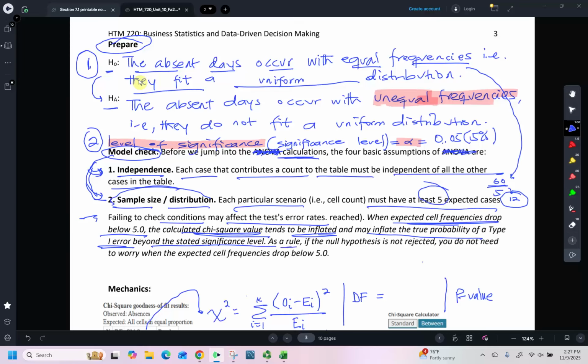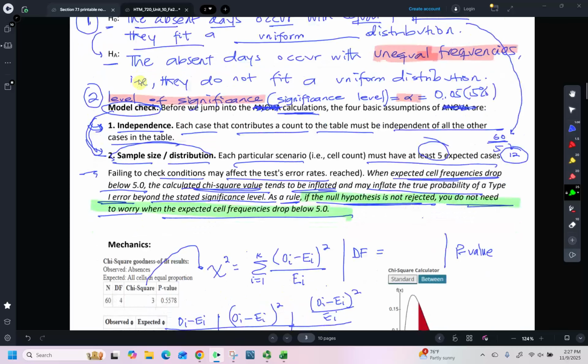So as a rule, if the null hypothesis is not rejected, you do not need to worry when the expected cell frequencies drop below 5. This is an exception stated here. All right, back to the question at hand.